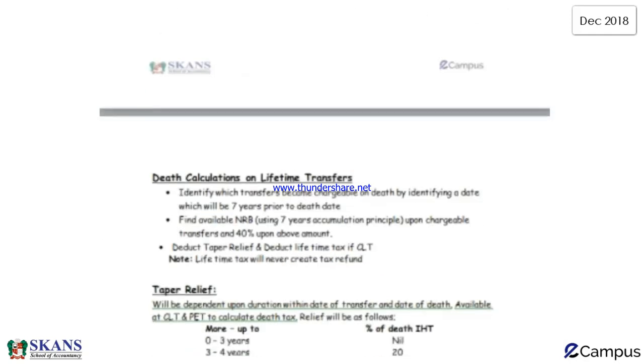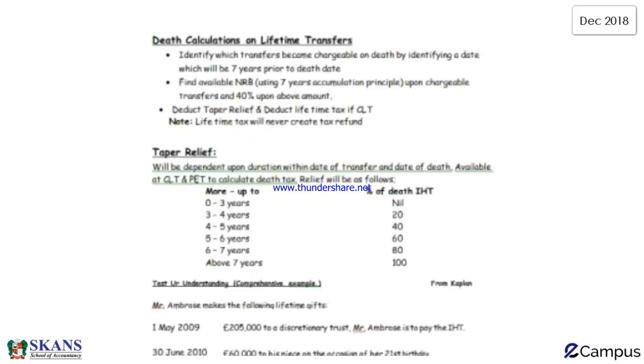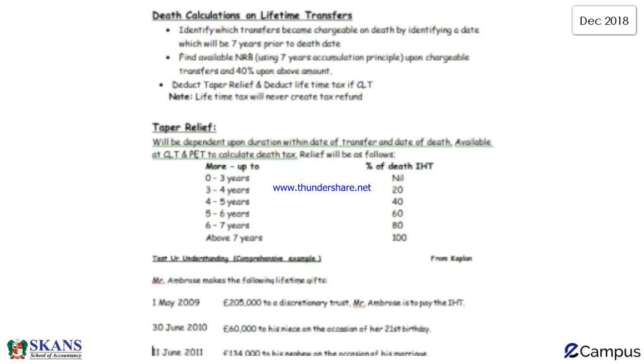In order to calculate death taxes on lifetime transfers, once again candidates would have to start from lifetime calculations. When you are done with lifetime calculations, then you should consider death calculations on the same lifetime transfers. To do that, let's have a look at the following example.